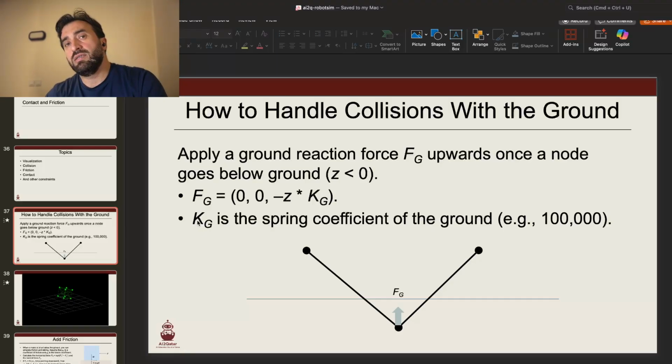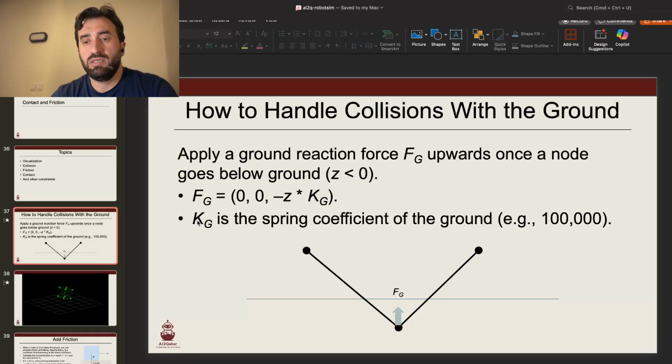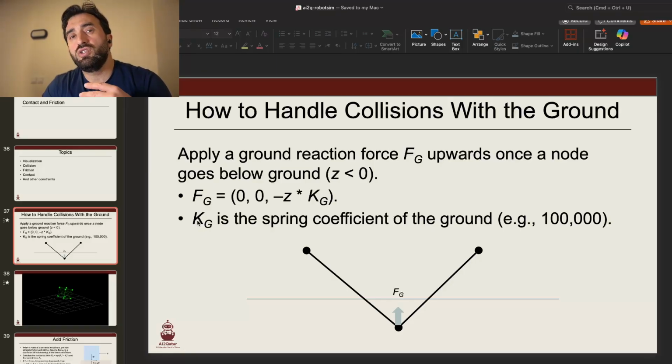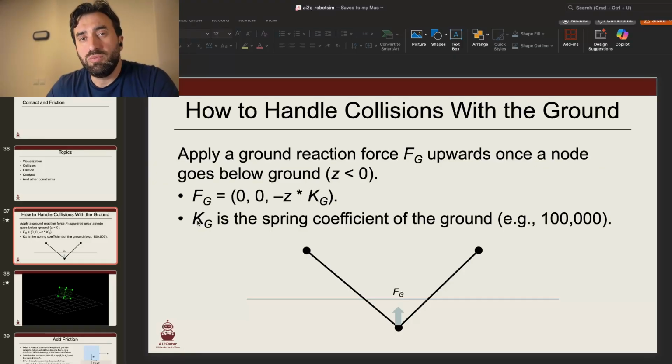In the Z coordinate, F sub G has the magnitude of minus Z times K sub G. Minus Z is the distance it travels below the ground. The ground plane is located at Z equals zero. So if it goes below that, then we have some negative value of Z. We multiply by negative one to have a positive value. And K sub G is the coefficient of the ground. We'll consider the ground to be a spring like any other object in our simulation, and K sub G is the spring coefficient of the ground. Because the ground is usually very hard, K sub G is also very big, like 100,000, and it's a unitless variable.